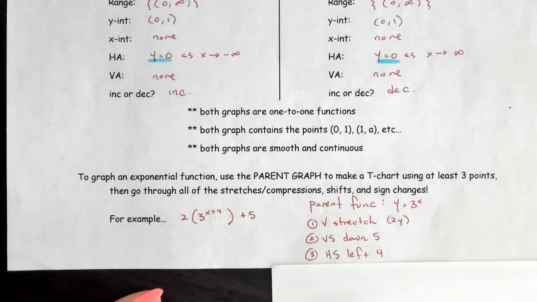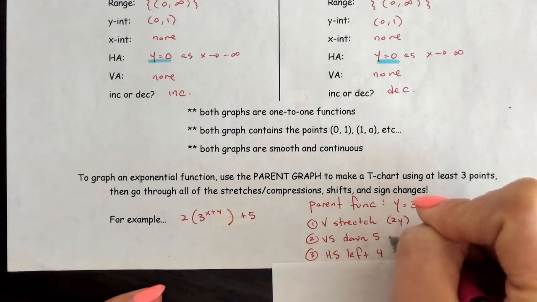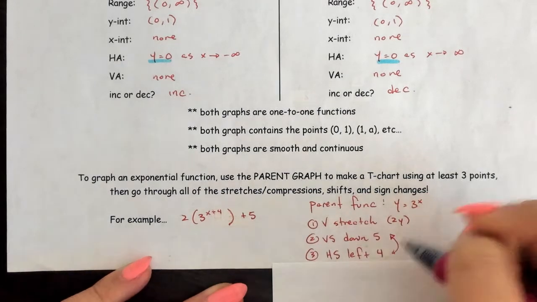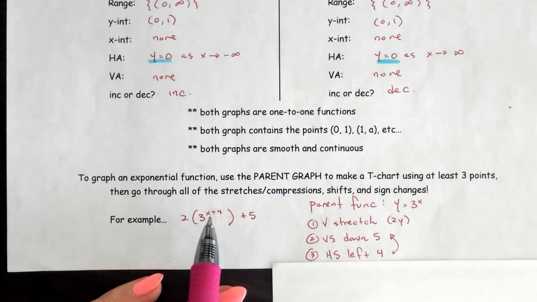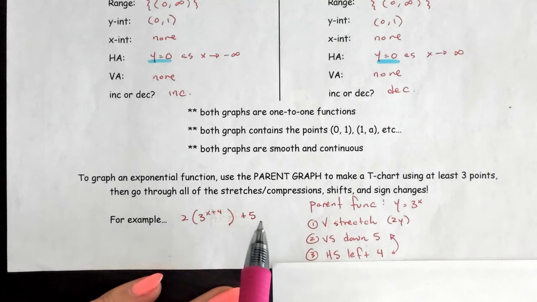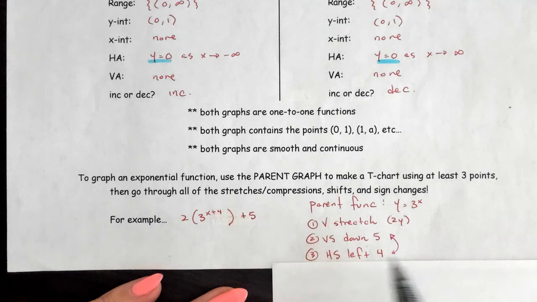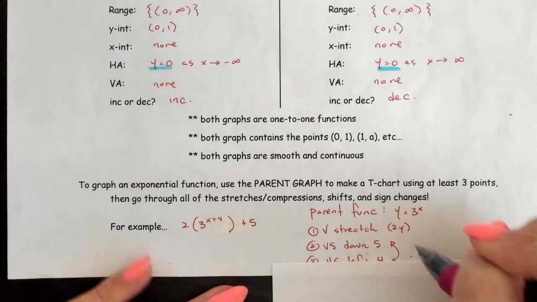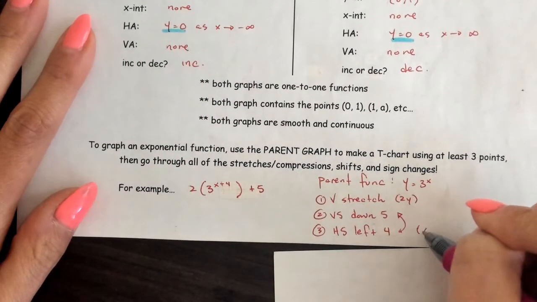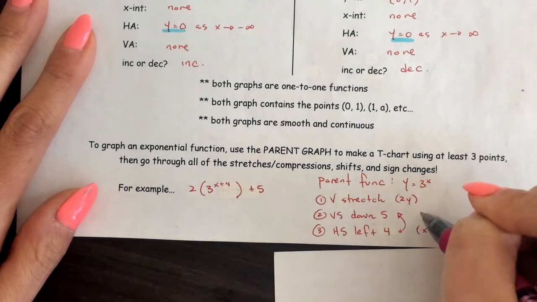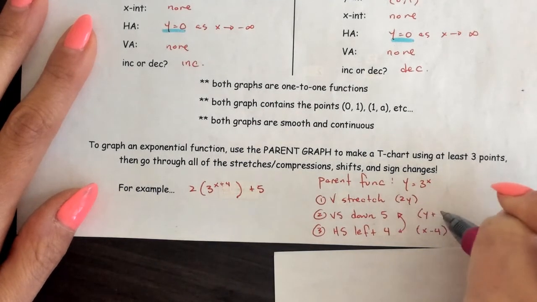Oh, sorry. Do I have that? Oh, I have it here. Really, these should be switched. Yeah, sorry. So these should be switched. This one should come first, because we always go from left to right, okay? So this should be a horizontal shift, left 4. I would actually write it as x minus 4. And then this one I would write as y plus 5, right?